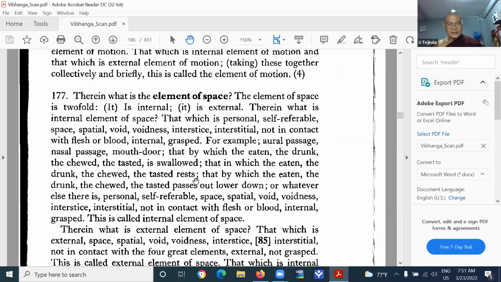There, by which the eating, the drawing, the chewing, the taste passes out lower down. Out lower down, nekamadi, adobaga nekamadi, out lower down. So any space here, space in our body, those are also space. We have a lot of space in our body. We say we have 9 doors, but actually more than 9 doors.